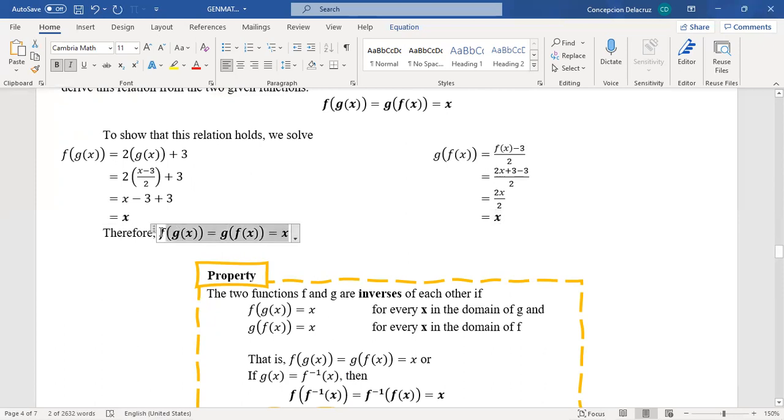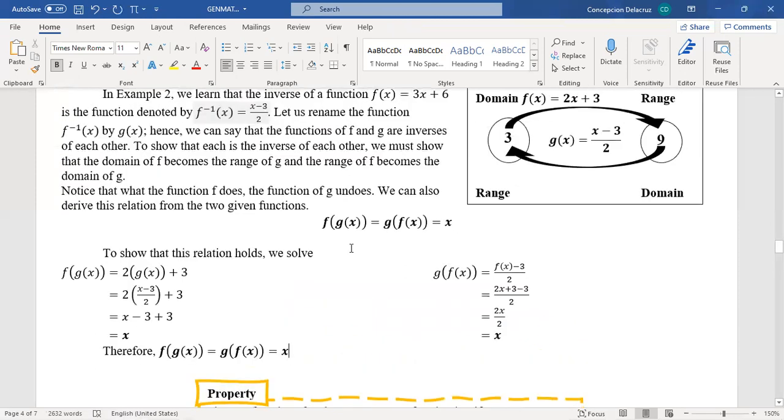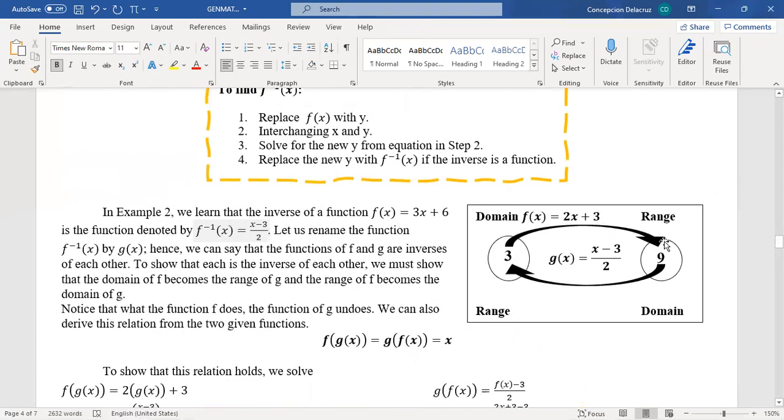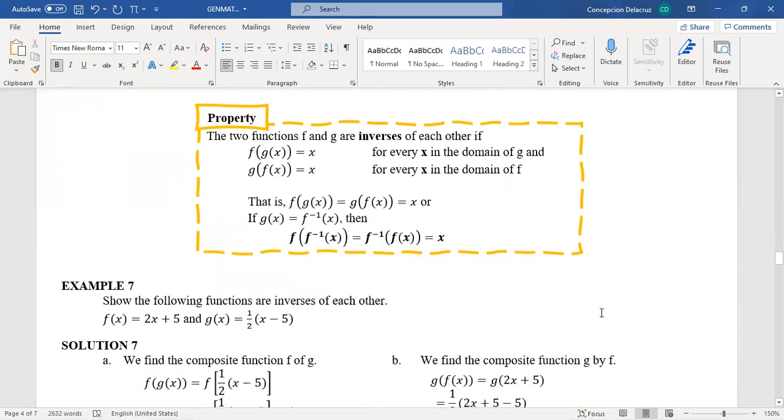therefore, they are inverses of each other. So f of g of x is the inverse of g of f of x, or g of x is the inverse of f of x. That's it, just like this illustration here. Property: the two functions f and g are inverses of each other if f of g of x is equal to x for every x in the domain of g, and also g of f of x is equal to x for every x in the domain of f. So that's it.